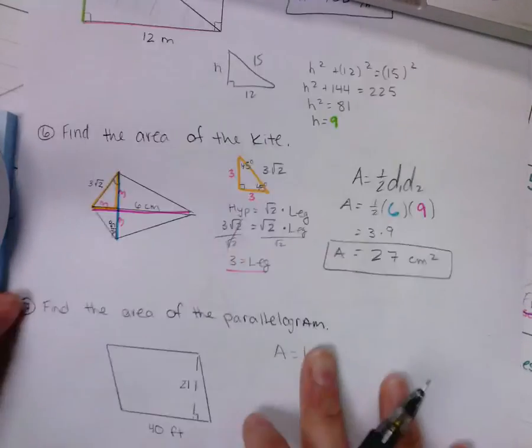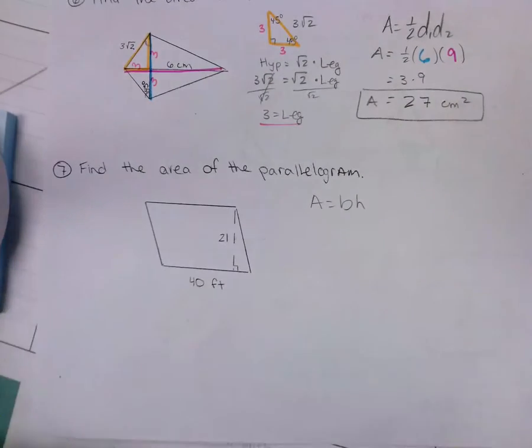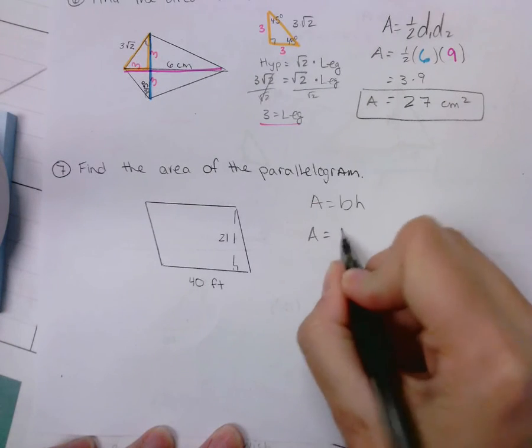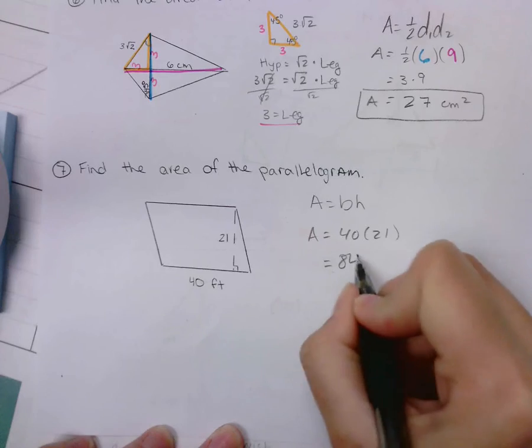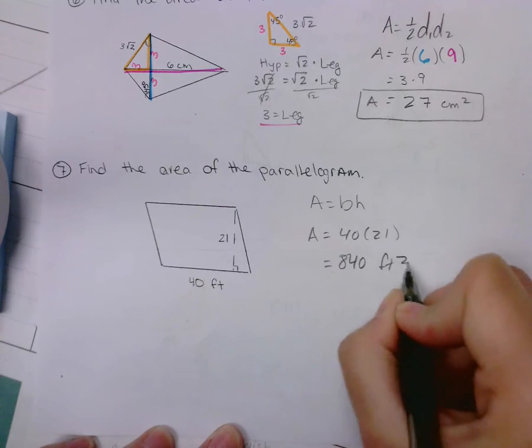And then the very last one, real fast, is super duper easy because they already give you everything. You just do 40 times 21. That's 840. That's it. Feet squared.